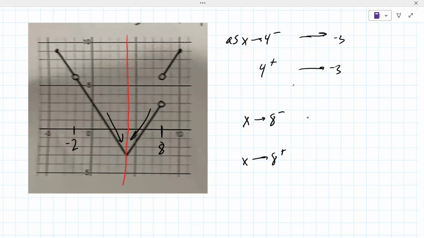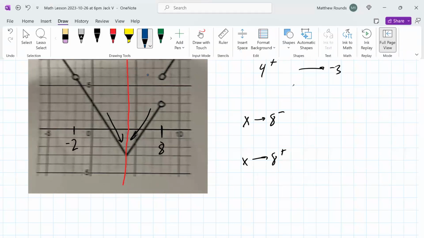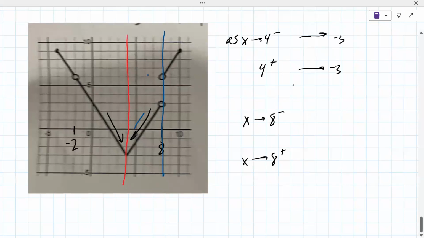Is it -3? So 8 is over here in blue. From the left, from the right. Oh, okay. Like when your coach says force him left and you're playing defense, which way are you forcing him? Hopefully left. His left, your right. Okay, I think I got it. Is it from the right? Is it 6?